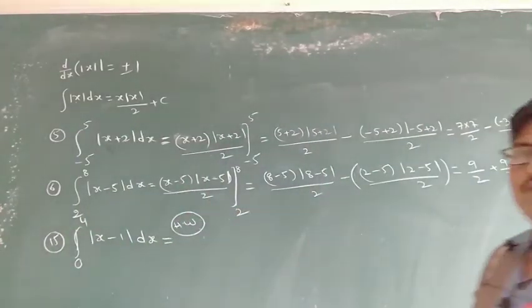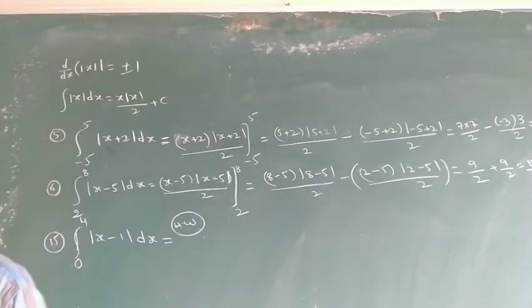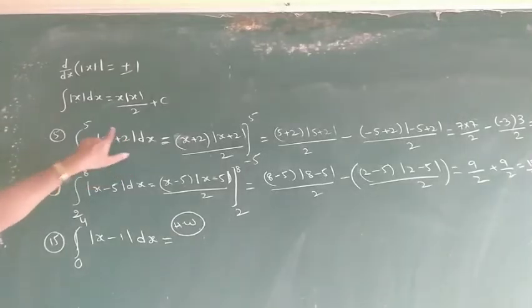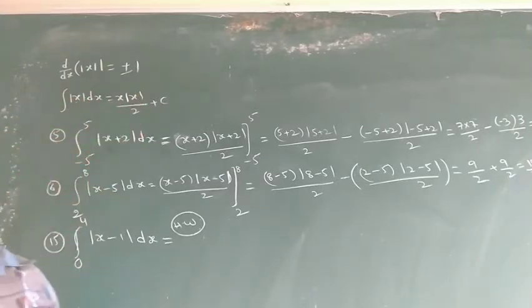This is one type of problem. When do we have to use this process? When the derivative of the expression inside the mod is 1. For example, x plus 2, derivative 1; x minus 1, derivative 1. For this type of problem we have to apply this formula. Otherwise, another procedure.